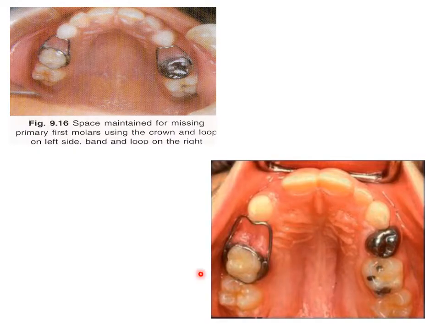Now moving on to the different types of patients that we have seen. On this side you can see a missing tooth, which is replaced by a band and loop space maintainer, while on the opposite side you can see a crown and loop space maintainer. Again here, a band and loop space maintainer is given because of the missing D, and on the opposite side you have a crown which is intact.